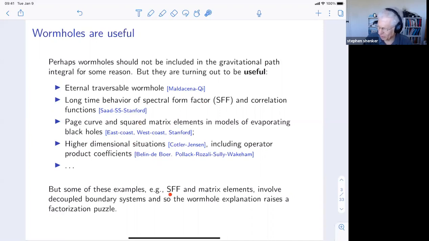But some of these examples, like the spectral form factor, involve decoupled boundary systems, the kind we talked about just now. And so the wormhole explanation, which seems to work, at least in some respects, raises a factorization puzzle. So if you want the good stuff, you have to accept the bad stuff. And so we're going to have to confront the bad stuff.